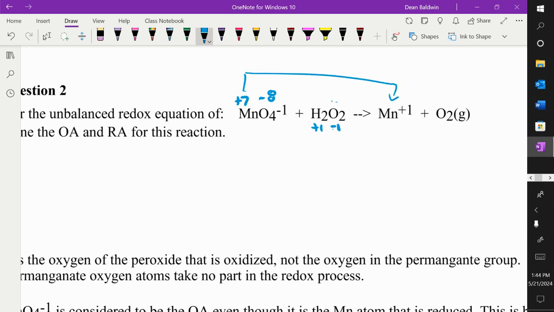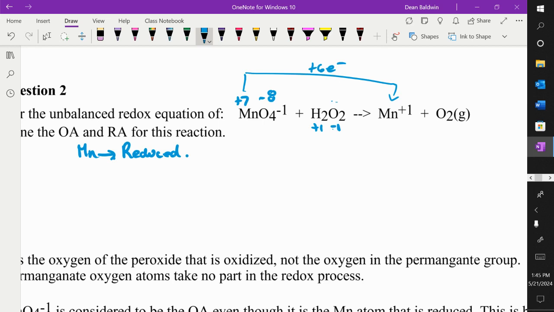Did it gain or lose electrons? It gained electrons, right? Because the number went from 7 to 1. To go from 7 to 1, I have to gain 6 electrons. Does that make sense? So it gained 6 electrons. So Mn, was it oxidized or reduced if you gain electrons? Oxidized or reduced? It gained electrons, so it was reduced. It GERed. So Mn was reduced. Okay.